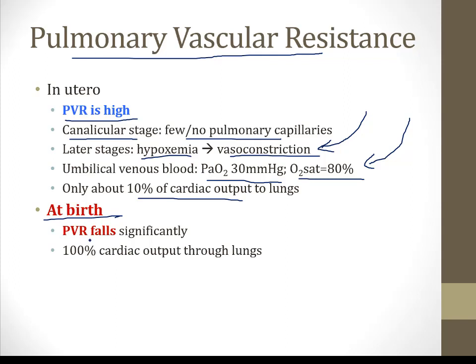After birth, the pulmonary vascular resistance falls significantly and the shunts close, and at this point 100% of the cardiac output will go through the lungs in the baby, just as it does all through life. And I talk about this in much more detail in the cardiology videos on cardiac embryology. And that concludes our video on pulmonary embryology.